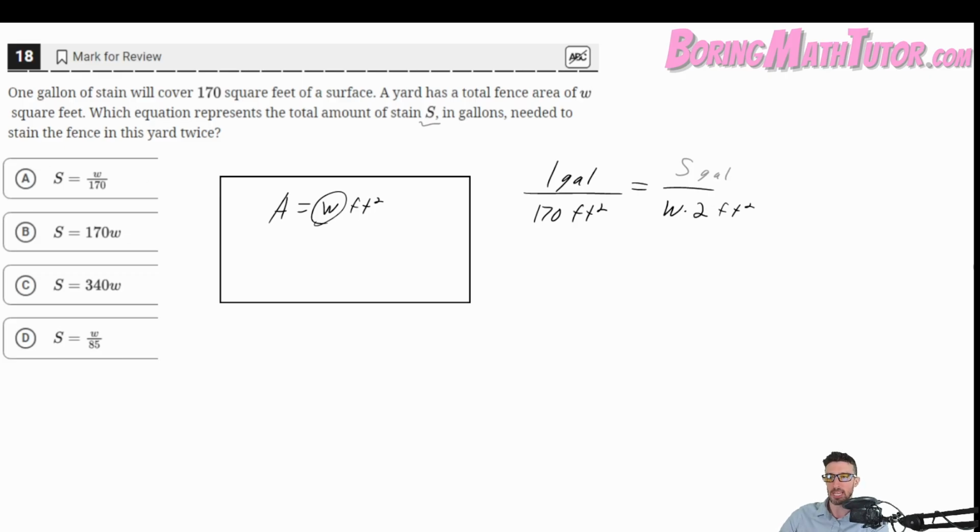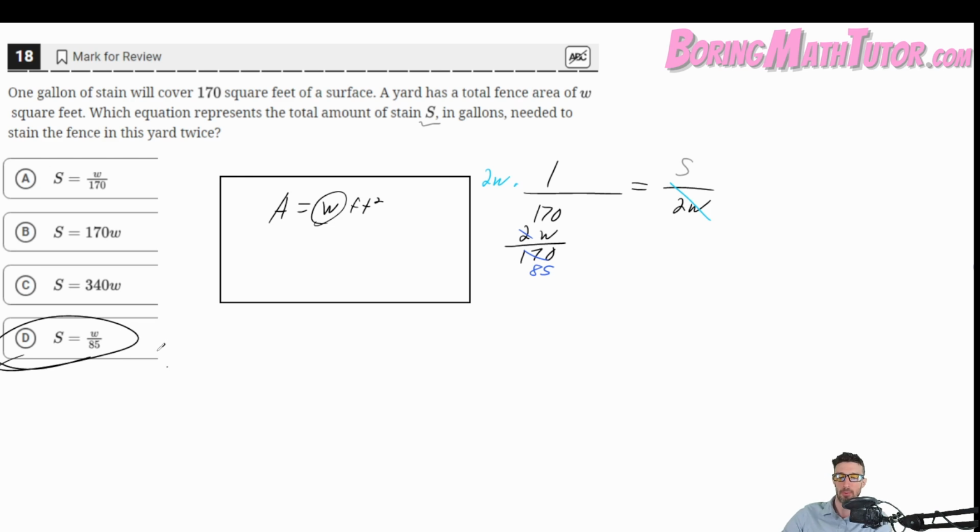Okay, so I don't really care about these units anymore. So I can just erase them. I don't need them anymore. All I really care about is just 1 over 170 equals S over 2W. And now I want to get rid of the 2W that's being divided. So I multiply it on this side. And now I have 2W times 1 over 170, which is the same thing as 2W over 170. And I can reduce that by making this one 85 on the bottom. And now I'm done with the problem.